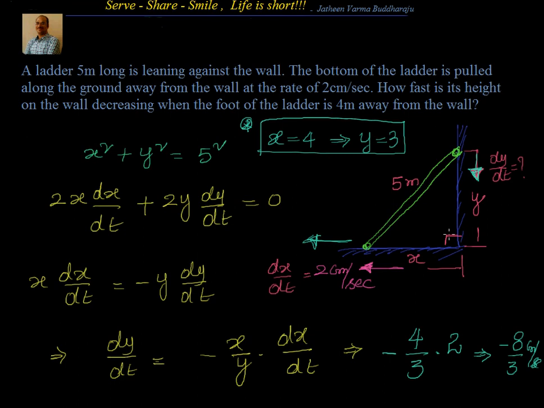For that, we know that even though x and y are changed, the length of the ladder will remain the same, and Pythagoras will help us to frame the equation x square plus y square equal to 5 square. If you differentiate with respect to t, you have 2x dx by dt plus 2y dy by dt equal to 0, or x dx by dt equal to minus y dy by dt, or dy by dt equal to minus of x by y multiplied with dx by dt, which is equal to minus 8 by 3 centimeter per second.